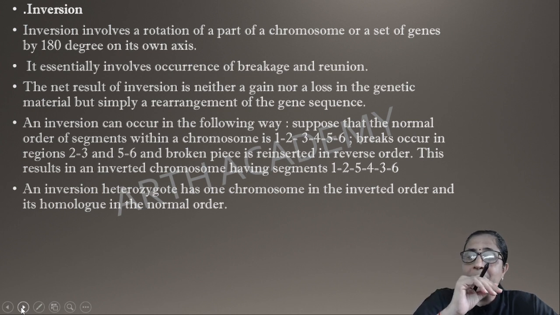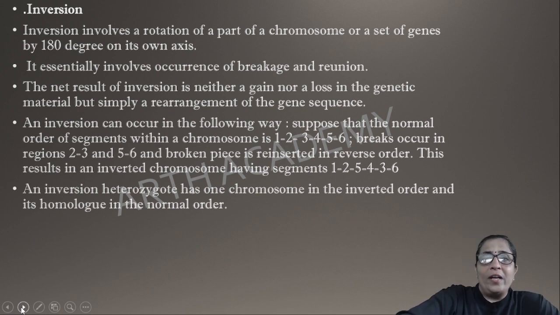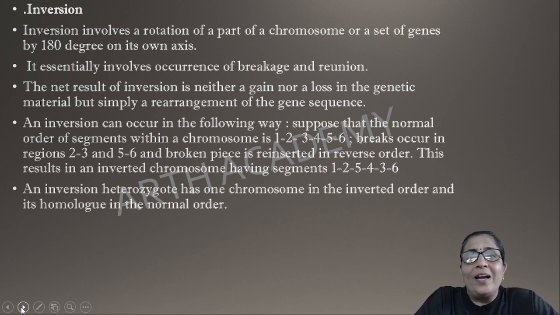गॉट इट स्टूडेंट्स? The net result of inversion is neither a gain nor a loss in genetic material. क्योंकि what is happening? The same set of genes are coming there, but yes, definitely they are inverted, so there is no loss. Deletion नहीं हो रहा है या फिर add भी नहीं हो रहा है extra का कुछ. No duplication. The genes are the same, but they are now rearranged, I can say. Isn't it? So there is not a gain or loss in the genetic material, but simply a rearrangement of a gene sequence. I hope this is clear. So we can say that the inversion किस तरह से हो सकता है.